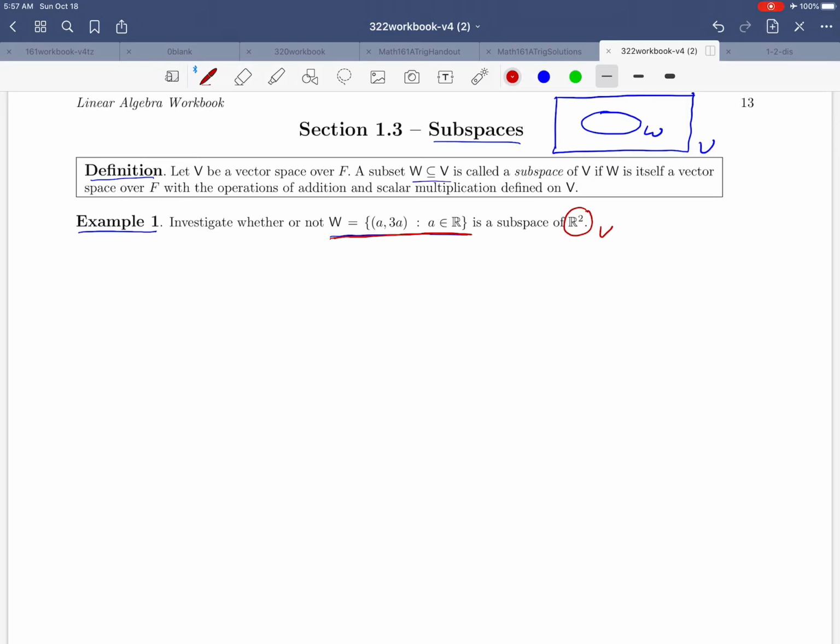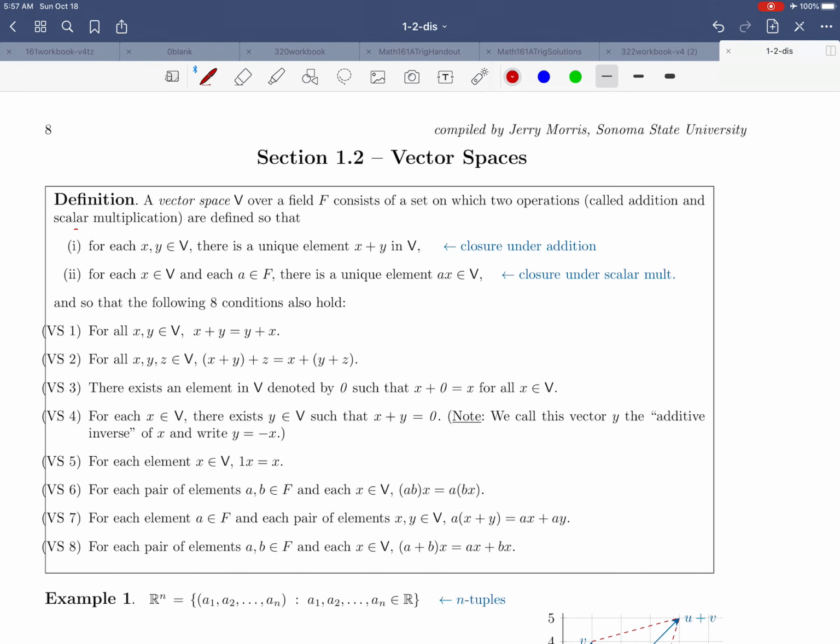Well, how do we do that? We have a definition of what it means to be a vector space. I'm going to flip pages on you here and take you back to section 1.2 where we defined a vector space. So to prove that W is a subspace, we would technically have to go down this list and prove that W has all of these properties. Now that would take a long time if we really had to do that for every item on this list, so it turns out that there's a shortcut here.